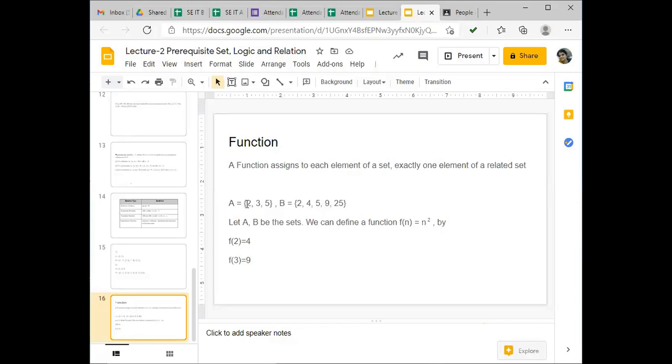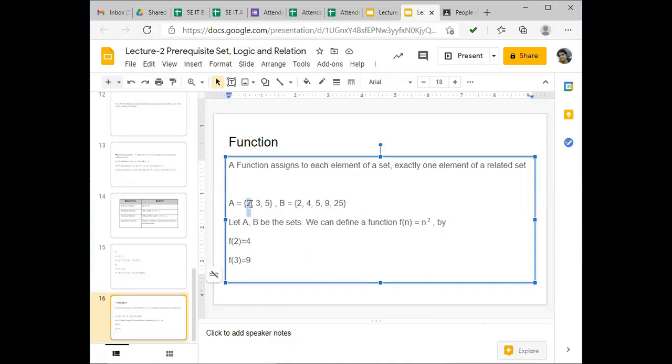Okay, if I take 2, how should it be related to B? It should be n square. Which element of B is related to 2? It is 4. How to find that? F of 2 is equal to n square. 2 is my n, right? 2 is my n. So, here I have to put 2. 2 square is 4. Okay? So, this 2 is related to 4 of B. Exactly one element of B. Okay?